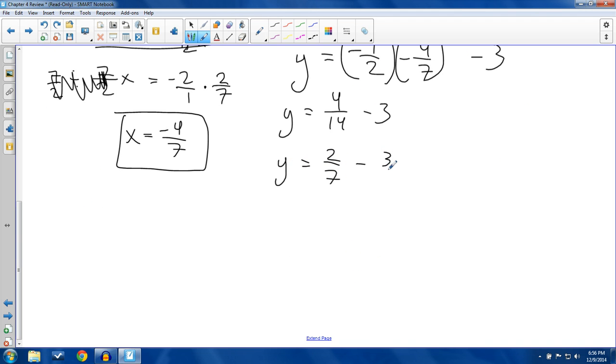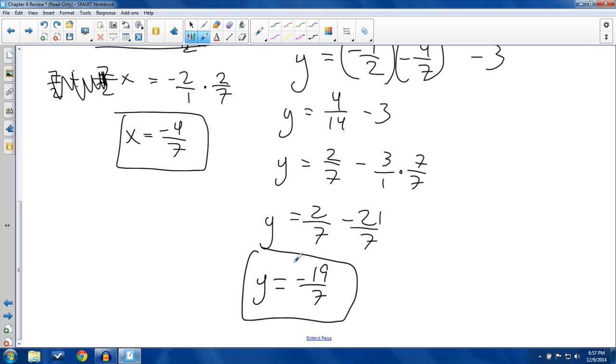Okay, 3 minus 3 over 1, multiply top and bottom by 7. That'll get you a common denominator of 7. That's minus 21 over 7. 2 minus 21 is negative 19. So notice, negative 19 over 7.